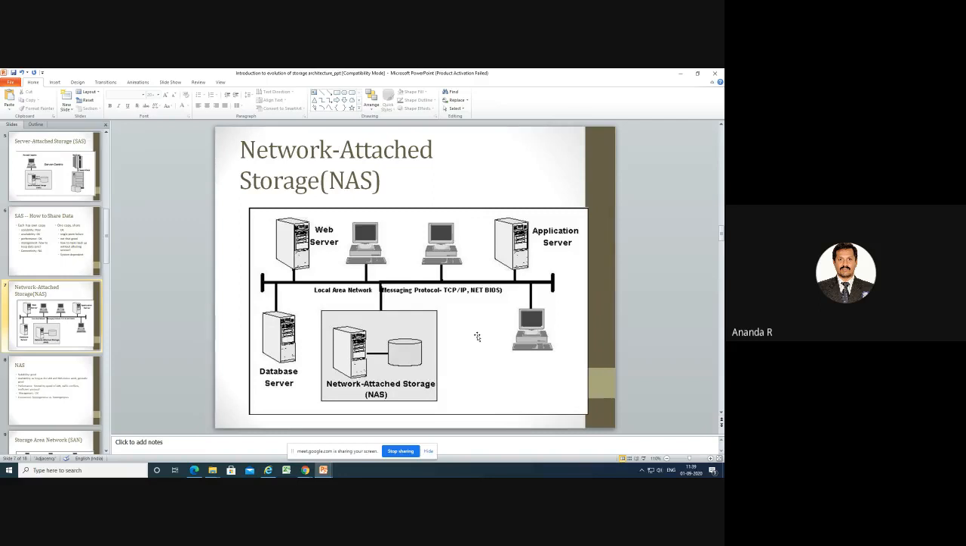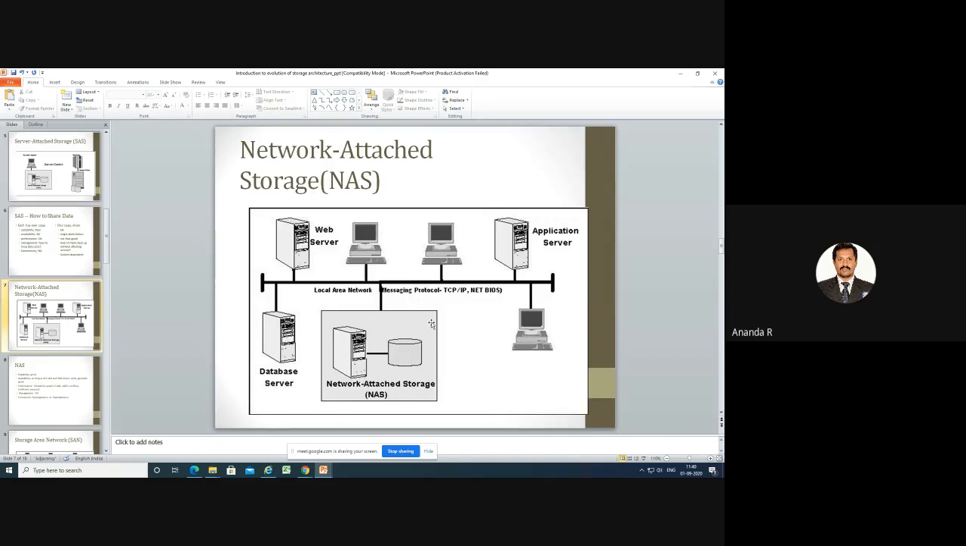And if I want to design a dedicated network for the storage, then it is called a storage area network. So that is the difference. Here we can understand there is a very small difference between the storage area network and the normal network. That is the main intention of this diagram. Okay, so let us continue.